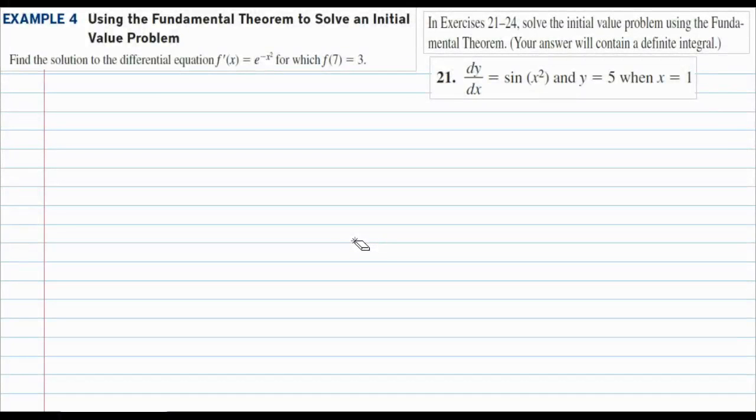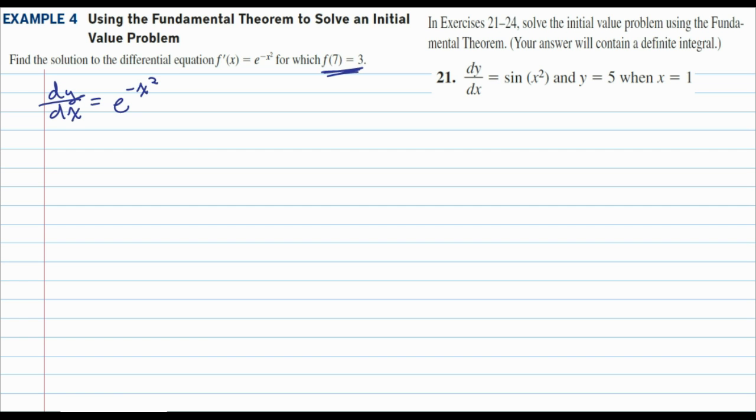This is the screencast for section 6.1, example 4. We're going to use the fundamental theorem this time to solve the initial value problem. So we're going to find the solution to the differential equation f prime of x equals e to the negative x squared, for which f of 7 equals 3. So that gives me my point to help me solve for my c value.